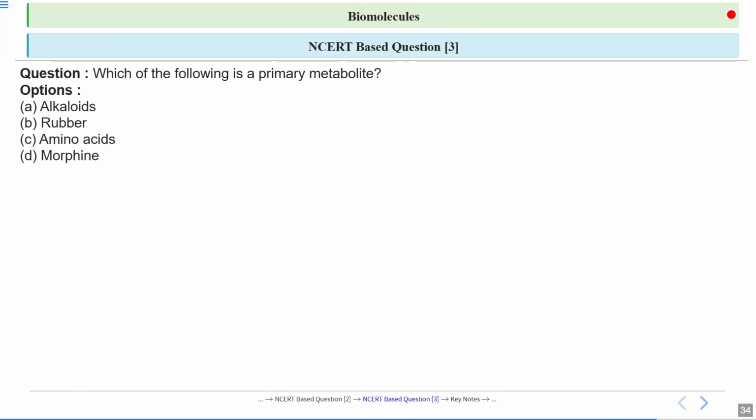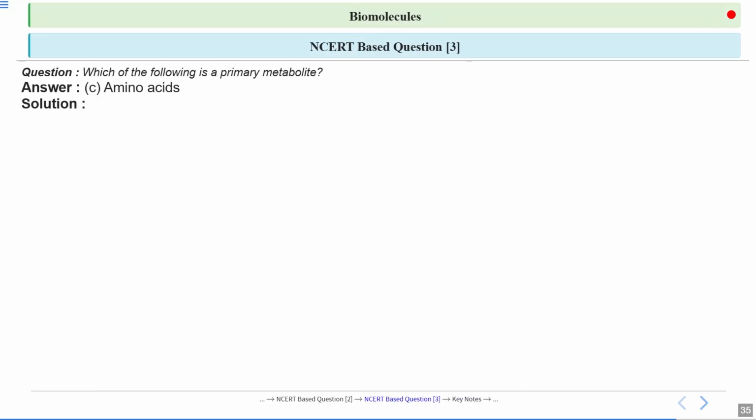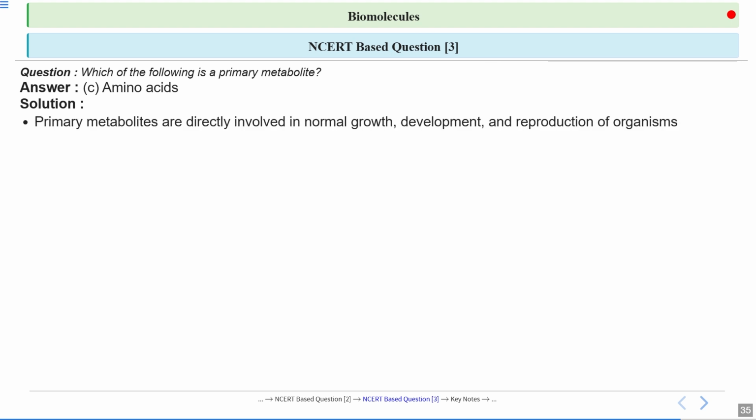Now, next question. Which of the following is a primary metabolite? These primary metabolites are involved in growth and development. Options are alkaloid, rubber, amino acids, and morphine. What is the correct answer? See, option number C is the correct answer, amino acids. This is the primary metabolite.